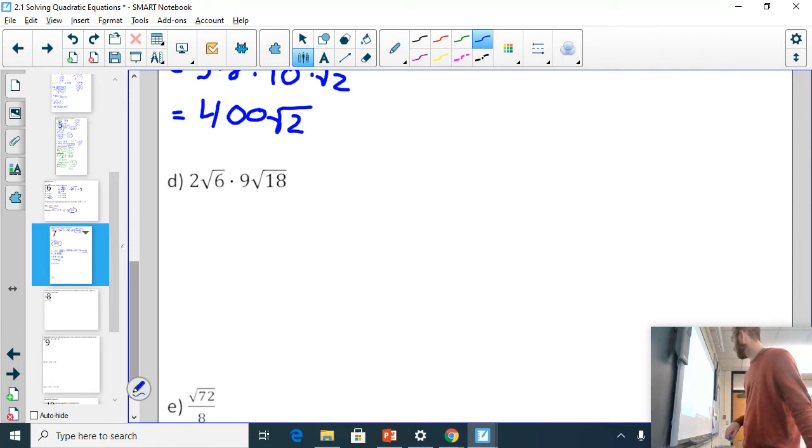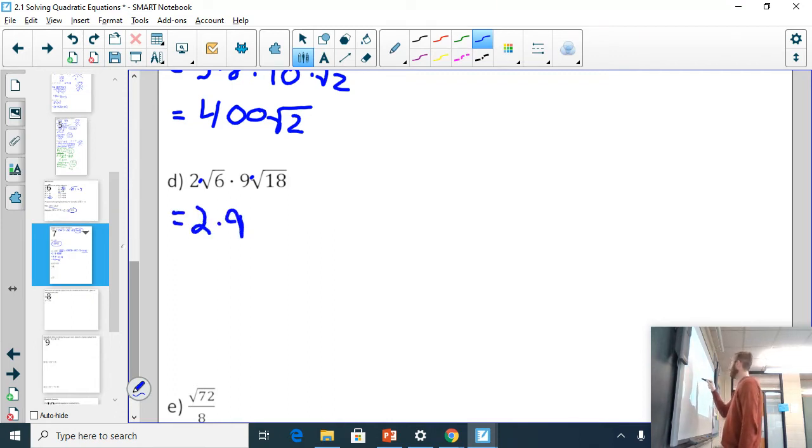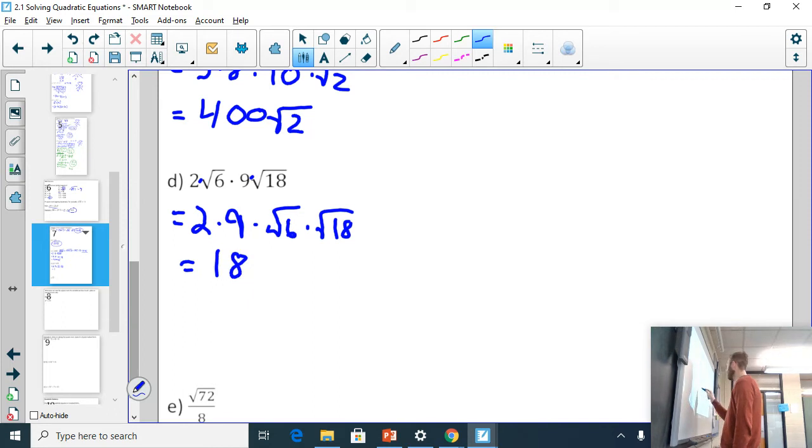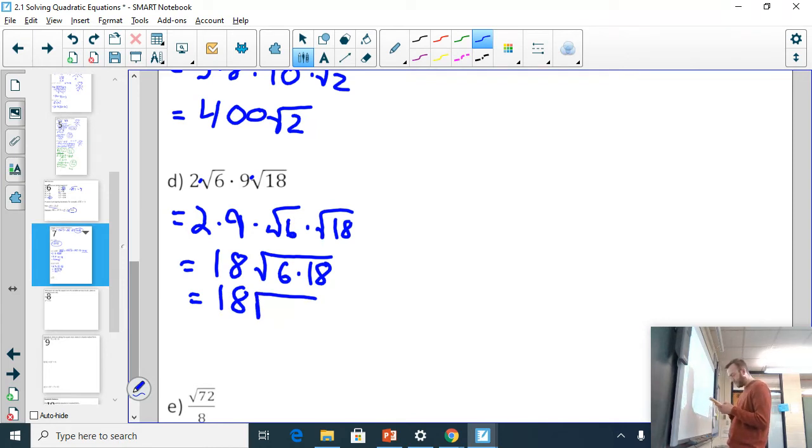Now this one, again, we can multiply in any order, and we actually have multiplication in here. So I'm going to do 2 times 9, and then times the square root of 6 times the square root of 18, right? And so here I can do the 2 times 9, which is 18. And then I think it's easier to combine these first. So we have 6 times 18 in here. The square root of 6 times 18 is 108.